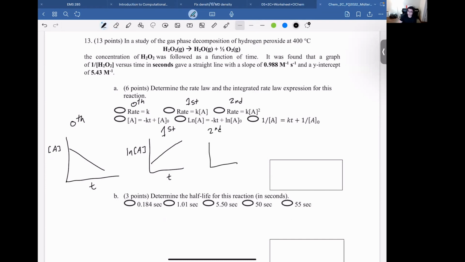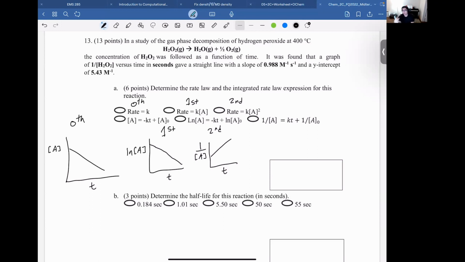And then for second order, for first order, it's negative. So then it must be for second order that's positive. So for first order, it goes down. For second order, when you plot 1 over the concentration versus time, you also get a line. So the key word here is a line. Which plot do you get a straight line with?